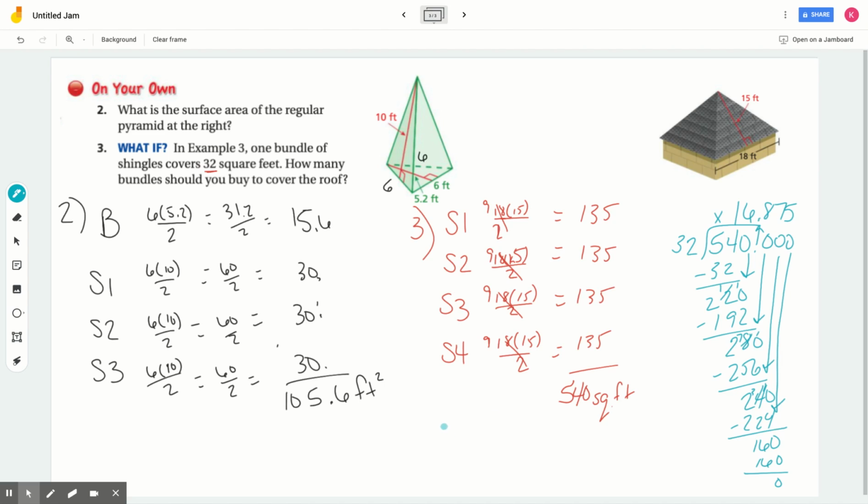So we have 16.875 bundles. Now, in the context of my question, does this answer make sense? How many bundles should you buy to cover the roof? Well, we're going to need 16.875 to cover our square feet. But can we buy 16.875 bundles of shingles? Since we cannot, we would need to buy the next closest number, which would be 17. So we would need 17 bundles of shingles to cover this roof.